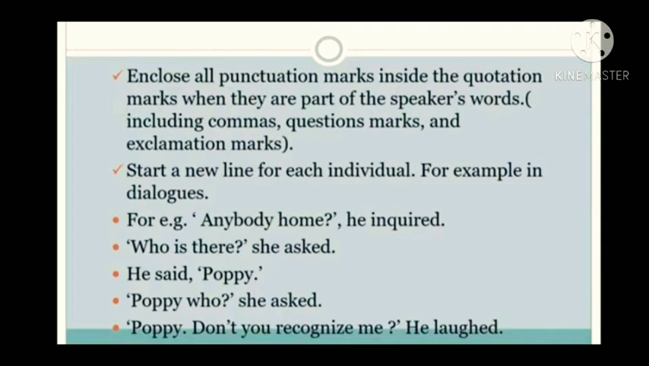For example, "Anybody home?" he inquired. "Who is there?" she asked. He said, "Poppy." "Poppy? Who?" she asked. "Poppy, don't you recognize me?" she laughed. So here you can see quotation marks तो हमने यूज़ करा ही है, बट उसके साथ अगर कुछ कॉमा, फुल स्टॉप या एक्सक्लेमेशन मार्क है तो हमने उसको भी रिमूव नहीं किया है. वी आर सपोज्ड टू यूज़ द सेम जो भी पहले से सेंटेंस में दे रखा हो.